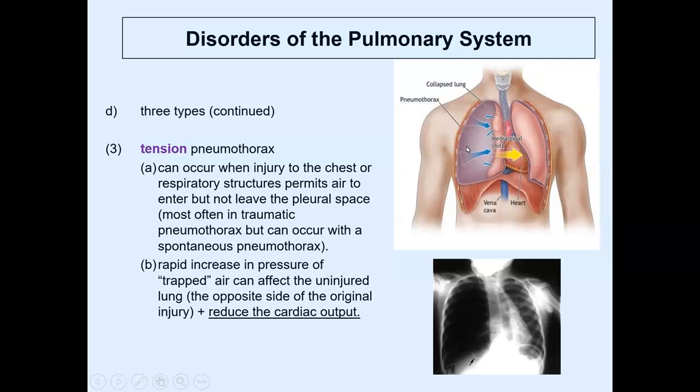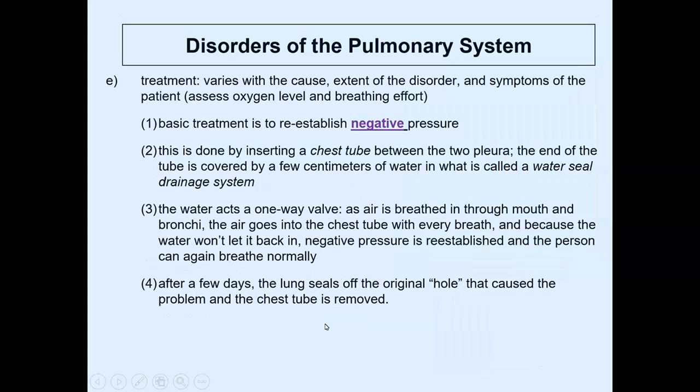And if there is so much air, it will cause a pushing force against the uninjured side as well as the heart. And so this results in a potentially life-threatening situation because of the loss of both lungs, or disruption in both lungs' breathing mechanics, as well as a reduction in the cardiac output.